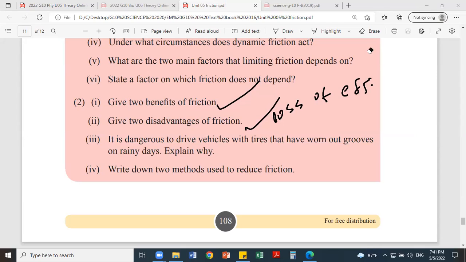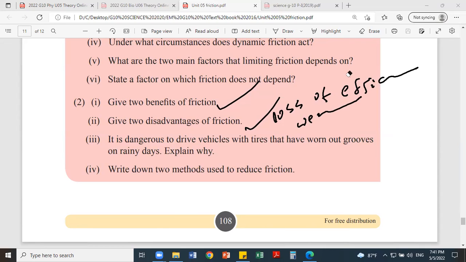So if you can run the engine without heating, we can save energy, right? Heat is also a form of energy. Energy is lost in the form of heat. So that means loss of efficiency due to the heat and sound. Loss of efficiency, and then wearing out of machine parts, like when they are rubbing each other. Disadvantages of friction: loss of energy as heat, loss of energy as sound.